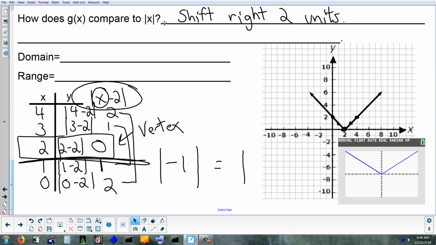All right? My domain. I said at the beginning, the answer to your domain is going to be the same every single time. What do I write? Good, use all real numbers.